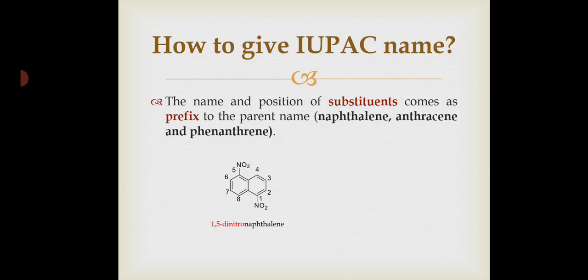So what is it? Let's start numbering. Since both the nitro groups are situated at the same position, you can start numbering either from here or from here. So let's start numbering from here. 1, 2, 3, 4, 5, 6, 7, 8. So how are the nitro groups situated? They are situated at 1 and 5 position.